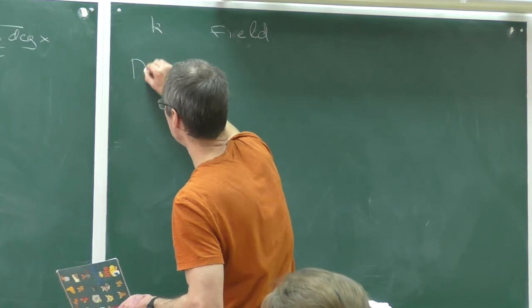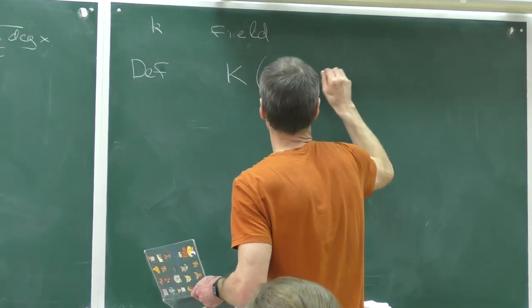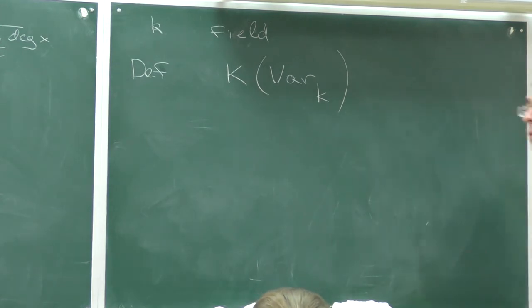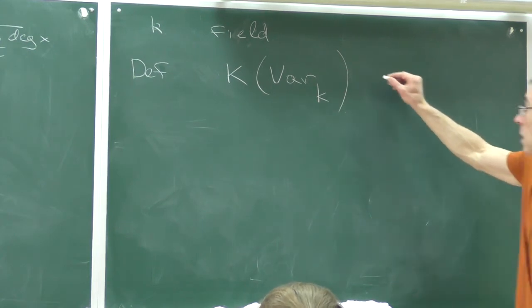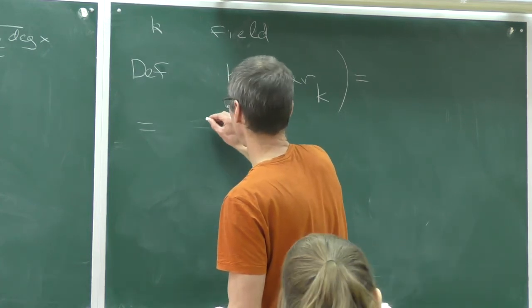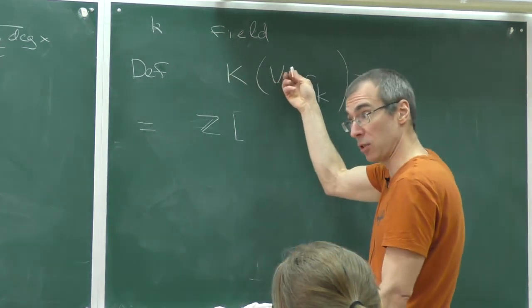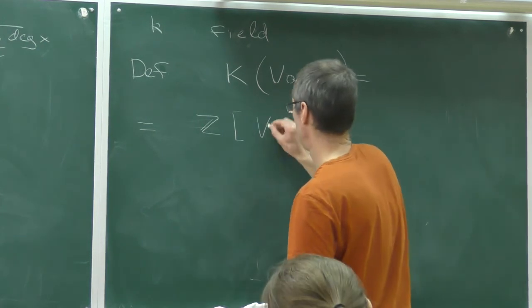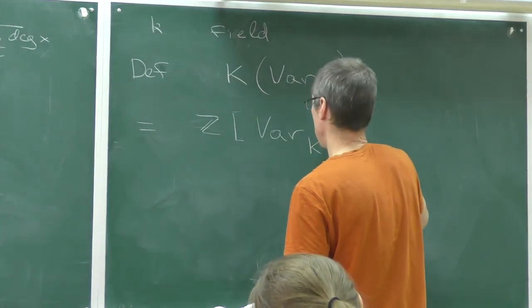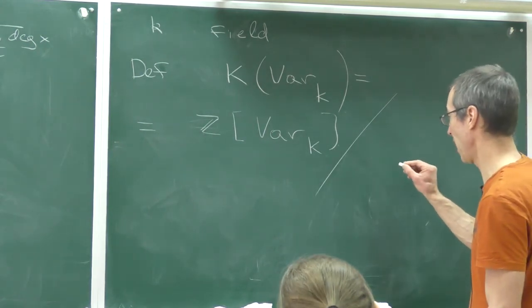And let's define the Grothendieck group. This is a definition. So the Grothendieck group of varieties over K. What is it? It's the quotient of the free abelian group generated by isomorphism classes of varieties, so just linear combinations of varieties. And you mod it out by one type of relations.